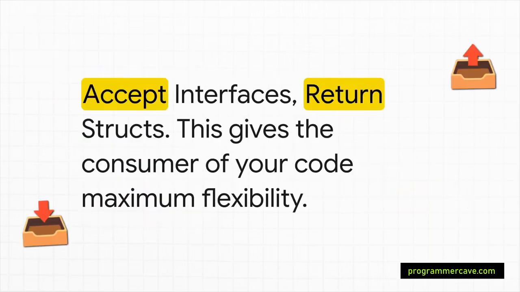And this brings us to probably the most famous proverb in all of Go. When you're writing a function, be liberal in what you accept. Ask for an interface, just the minimum behavior you need. But be conservative in what you return. Give back a concrete struct. This gives the person using your function the full, real type to work with, and they can always choose to assign it to an interface variable if they want. It really is the best of both worlds.